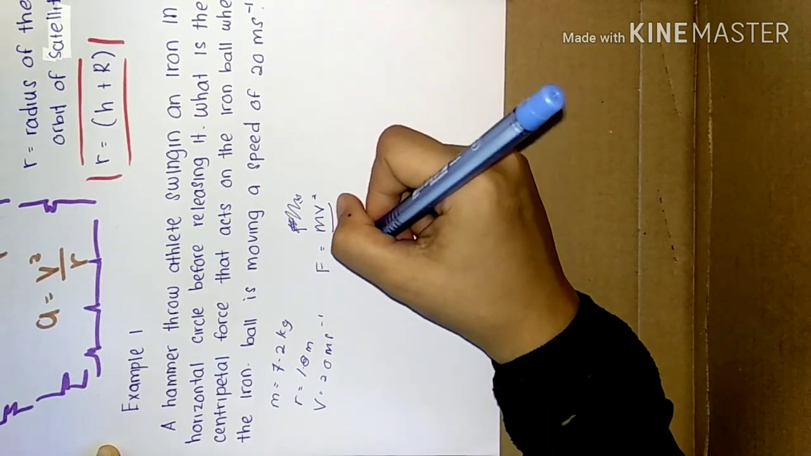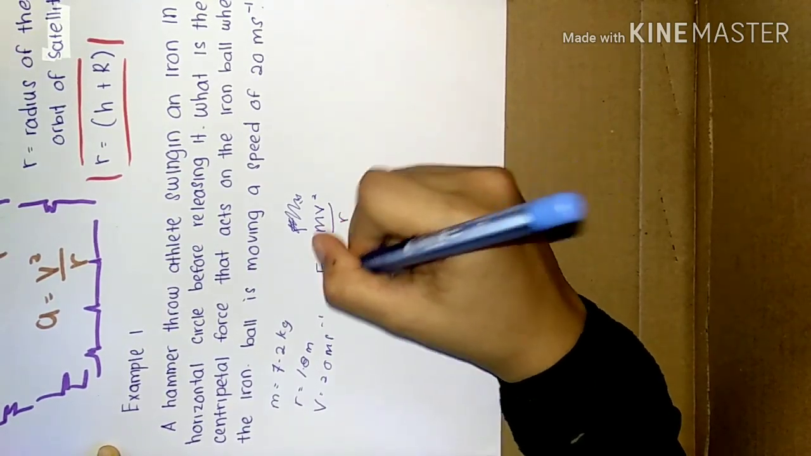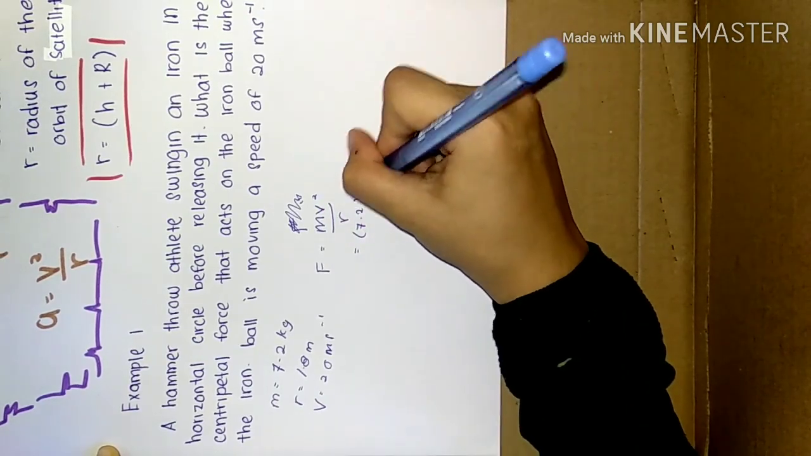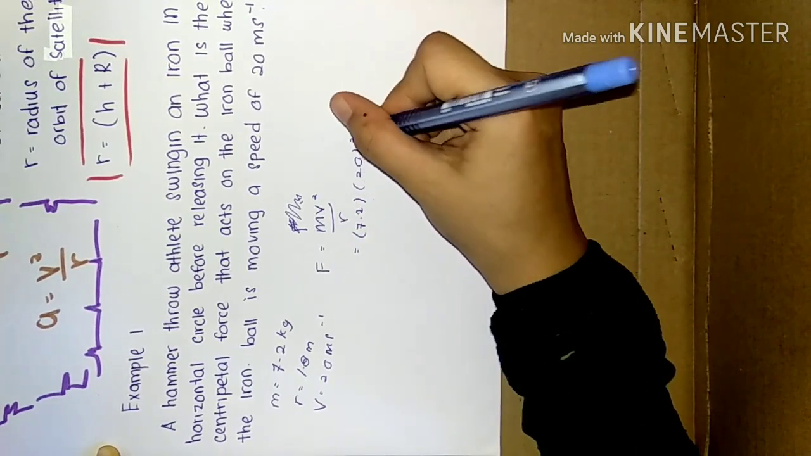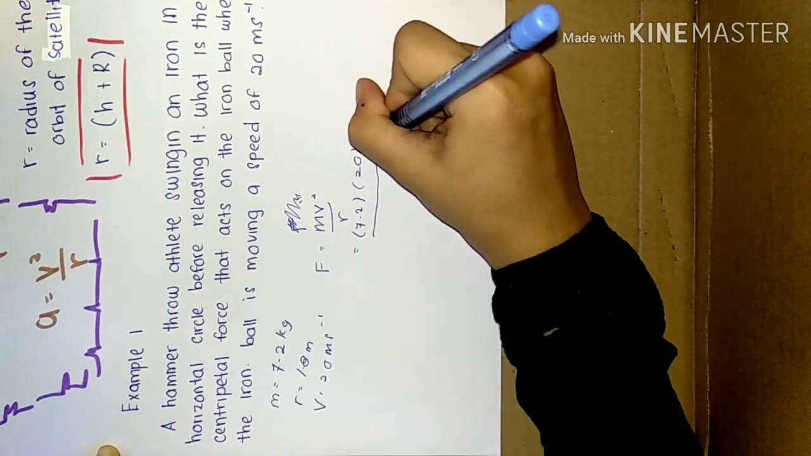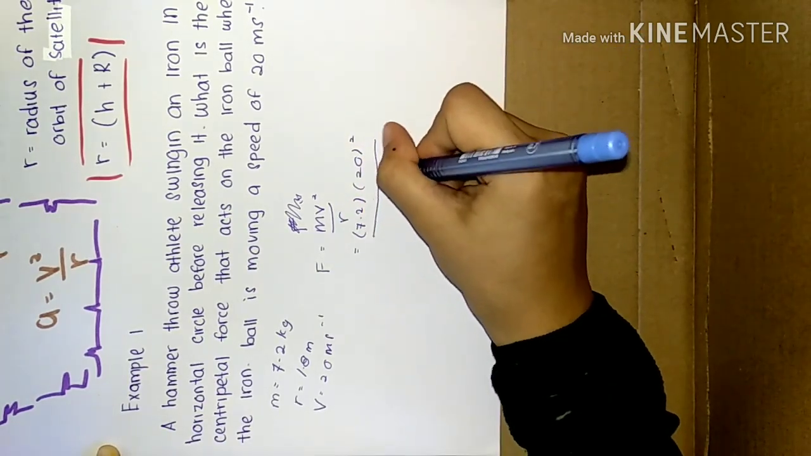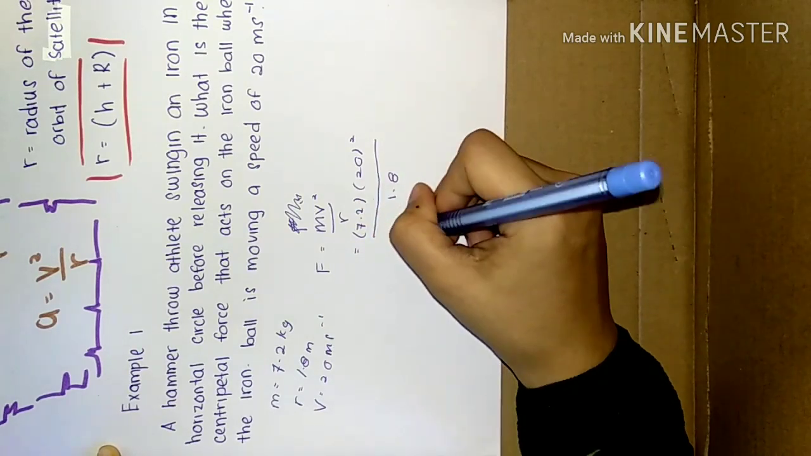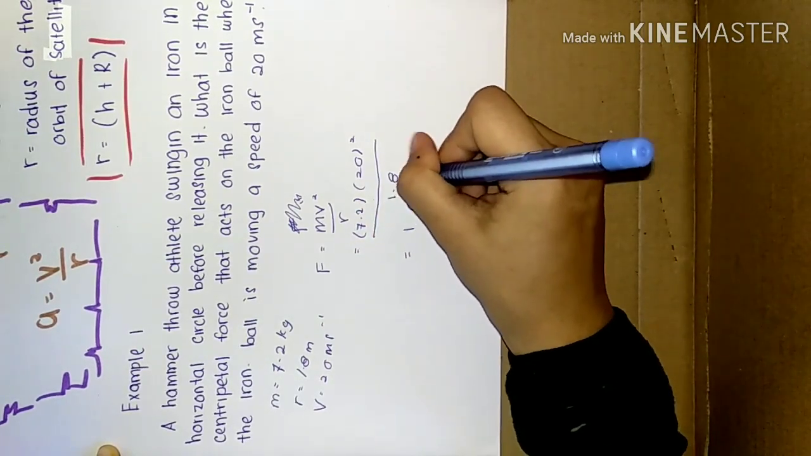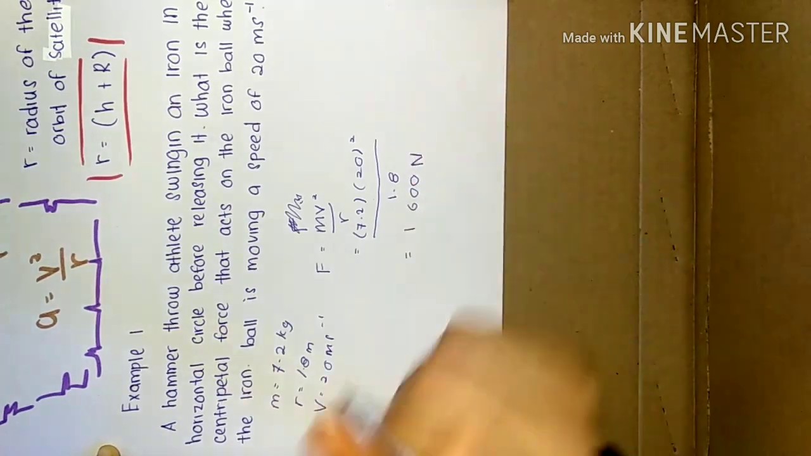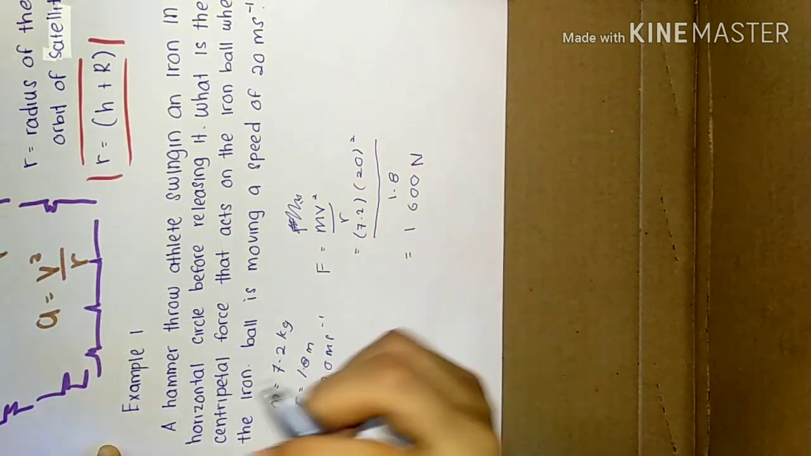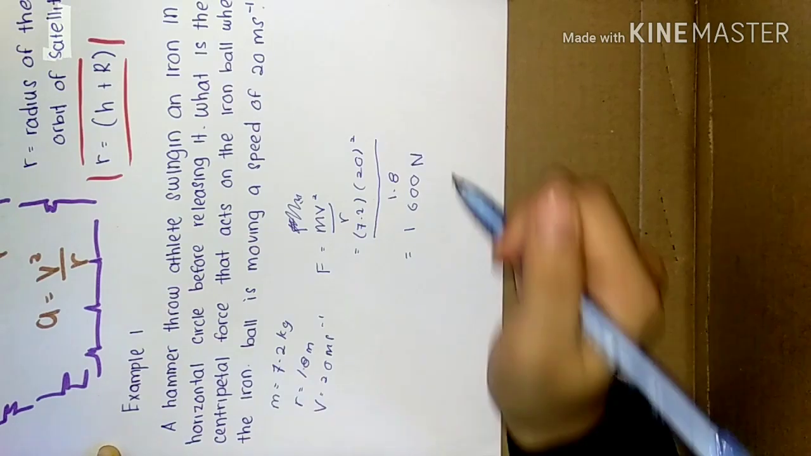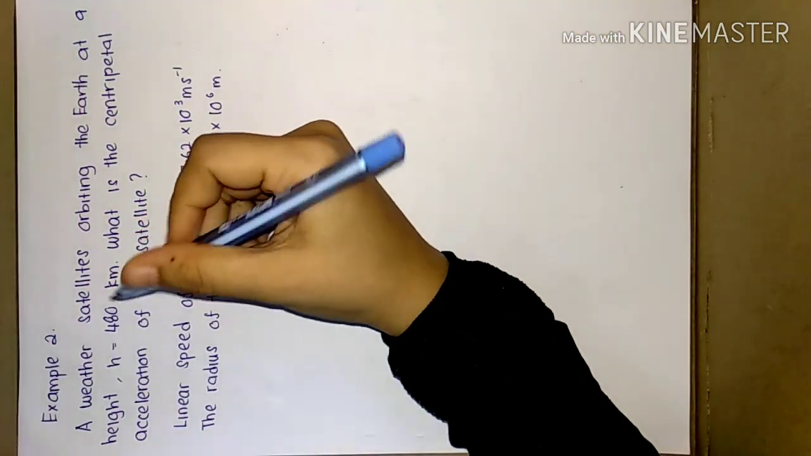Okay, so let's put all the information in the formula. We have mass, which is 7.2, v, which is 20 meters per second, and a radius, which is 1.8. Let's calculate, and the answer is 1600 Newton. Remember the centripetal force must be in Newton because it's a force. Okay, next let's answer example 2.